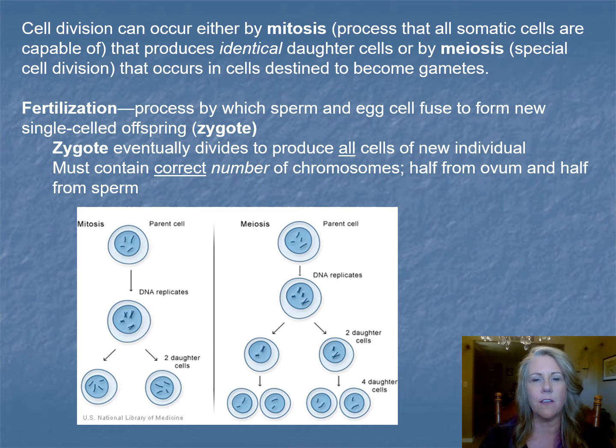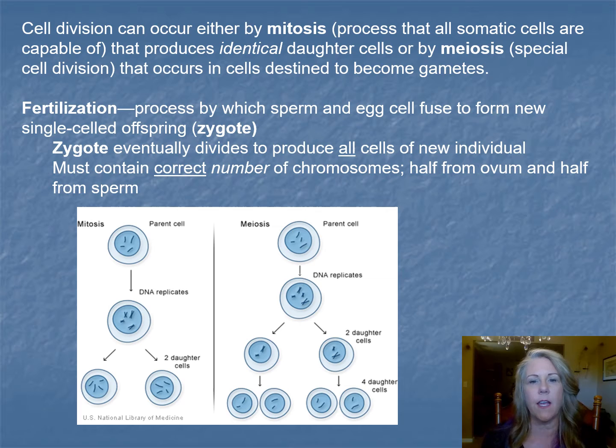Okay, cell division. Cell division can occur either by mitosis, the process that all somatic cells are capable of, that produces identical daughter cells, or by meiosis. It's a special cell division that occurs in cells destined to become gametes. Now, fertilization. Fertilization is the process by which sperm and egg cell fuse to form a new single-celled offspring. We call that a zygote initially. The zygote eventually divides to produce all cells of the new individual.